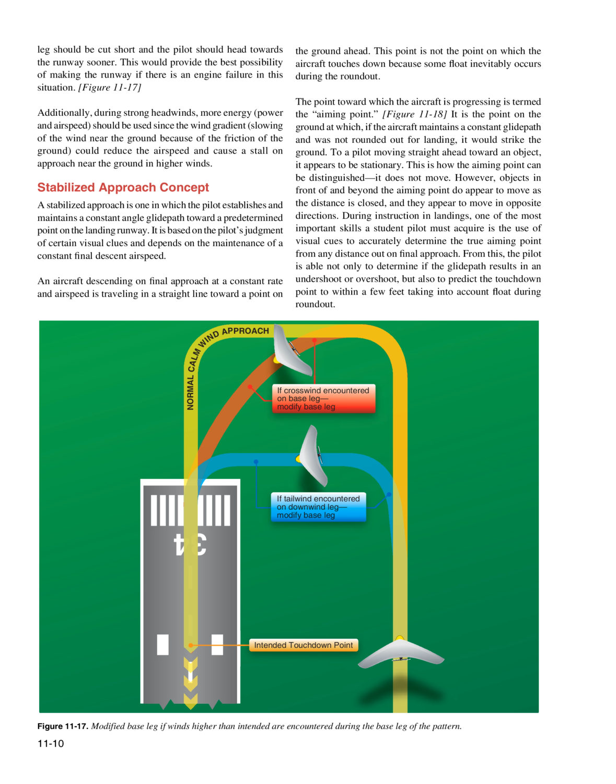During instruction and landings, one of the most important skills a student pilot must acquire is the use of visual cues to accurately determine the true aiming point from any distance out on final approach. From this, the pilot is able not only to determine if the glide path results in an undershoot or overshoot, but also to predict the touchdown point to within a few feet, taking into account float during roundout.